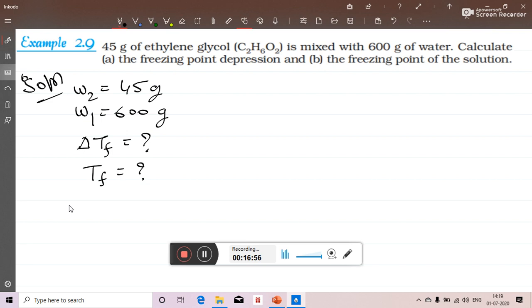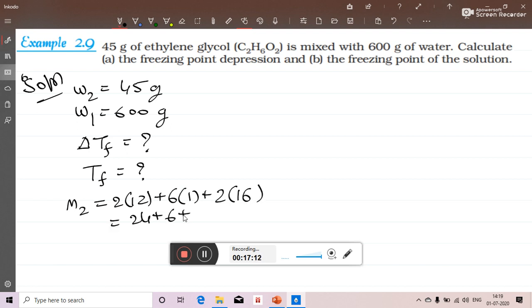Now we should know the molar mass of solute. Now formula of ethylene glycol is C2H6O2. So 2 times 12 plus 6 times 1 plus 2 times 16 for oxygen. So that is equal to 24 plus 6 plus 32, so that is equal to 30 plus 32. That is equal to 62 gram per mole.